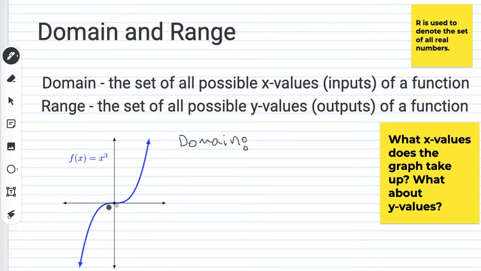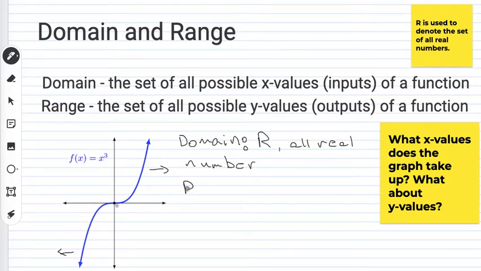Well, the graph is going to continue to go left if you go down, right? And the function is going to continue to go to the right as you go up. So the domain is R, or all real numbers. That just means that any real number can be put as an input into this function, and you will receive an output.